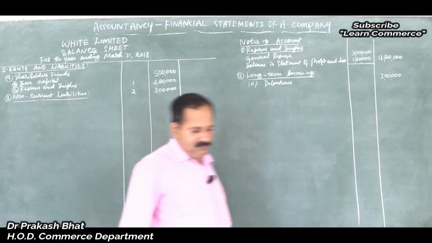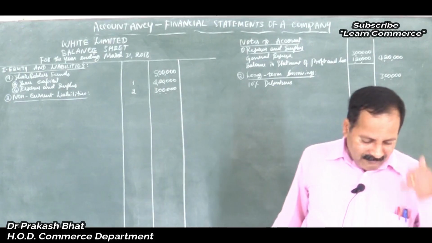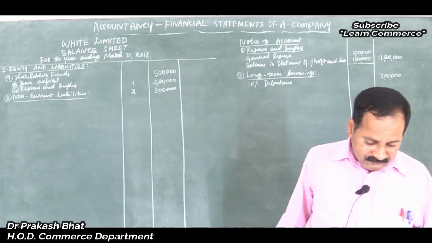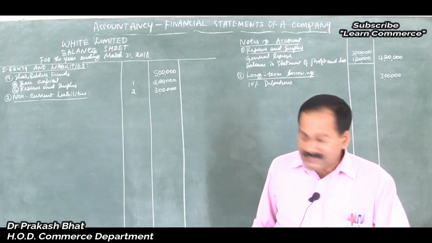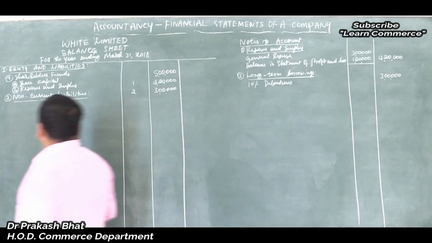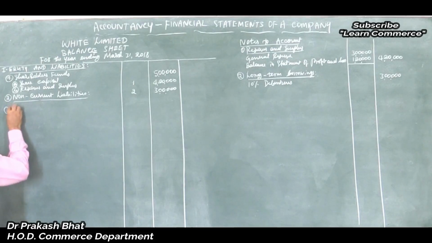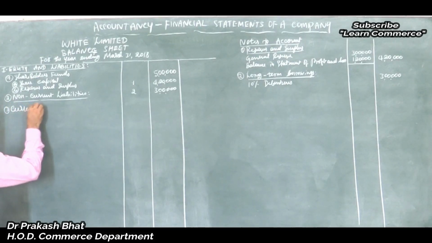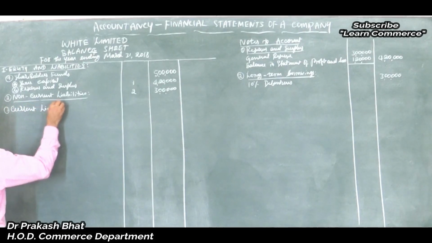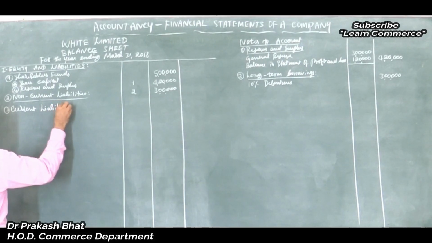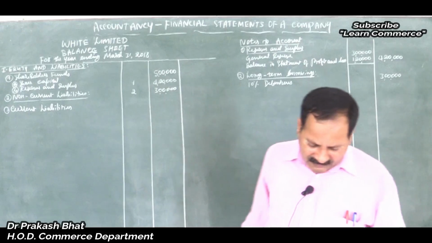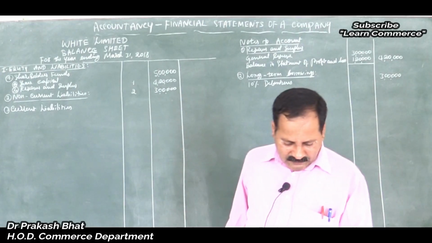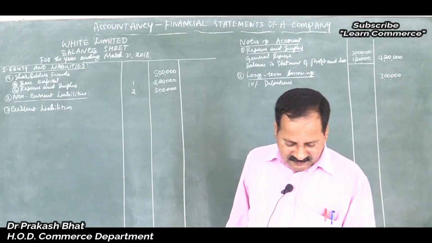That's all. Are there any other non-current liabilities? No. Any provisions? No provisions. Long-term provisions are not there. Current liabilities. Third one, current liabilities. How many items are there? Current liabilities specifically given.